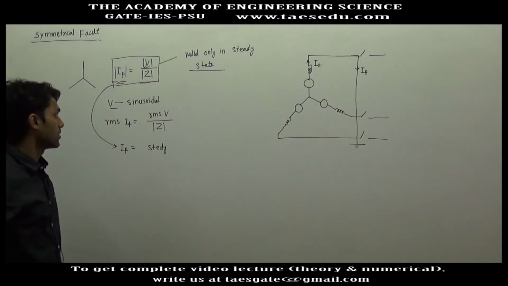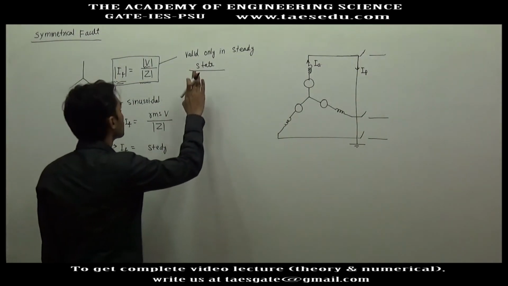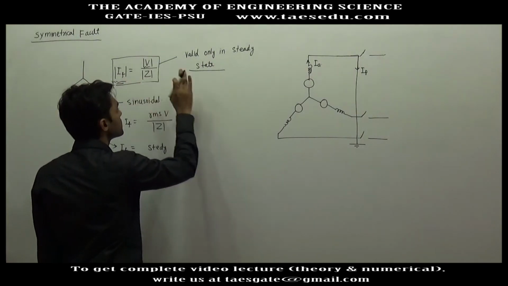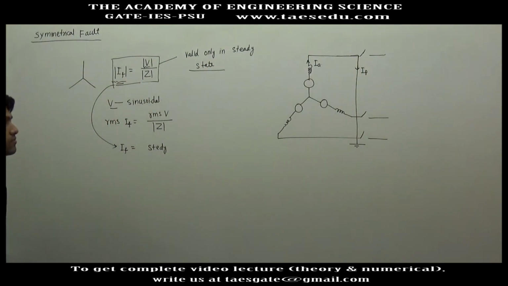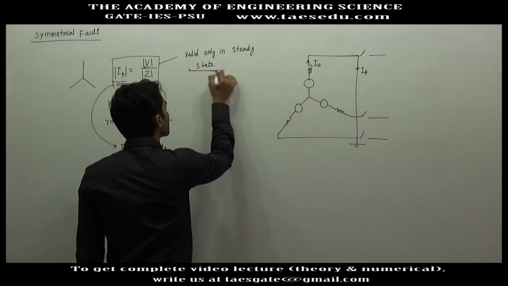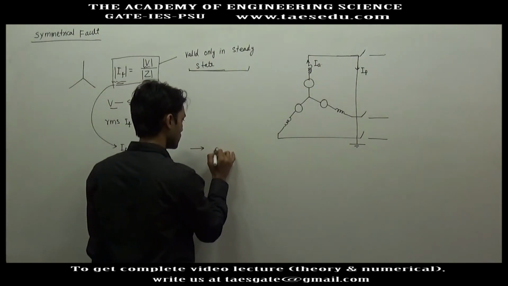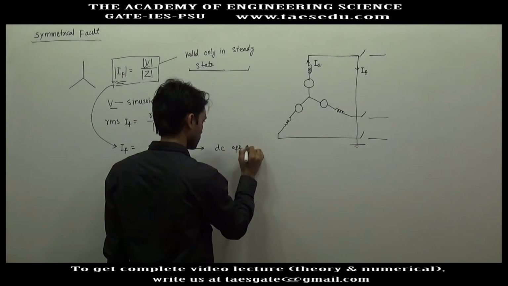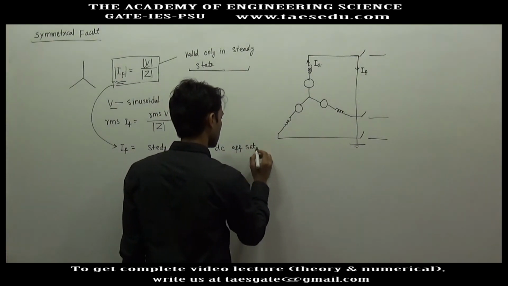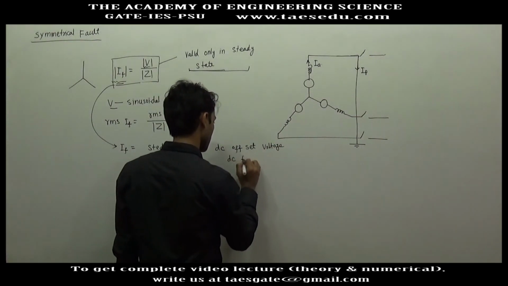Okay, so in the next class we will study the transient. This formula is valid only in the steady state of the faulty condition, but when the fault is initiated, there will be transients. So we will study basically two kinds of transients. We will study a transient due to DC offset voltage, or DC transient voltage.